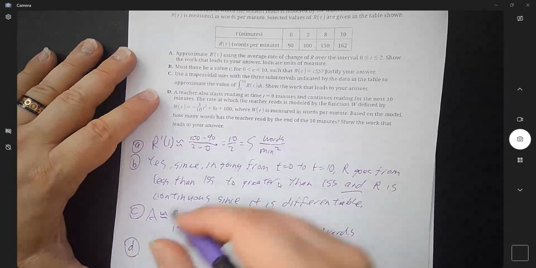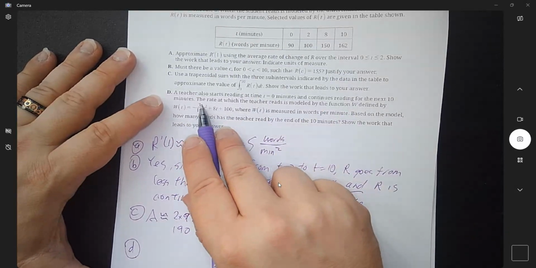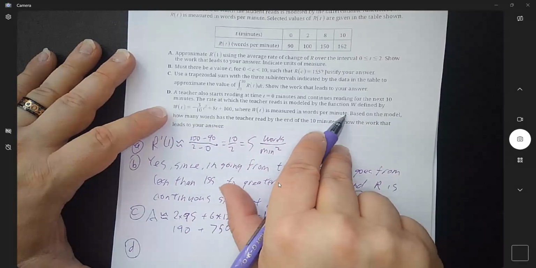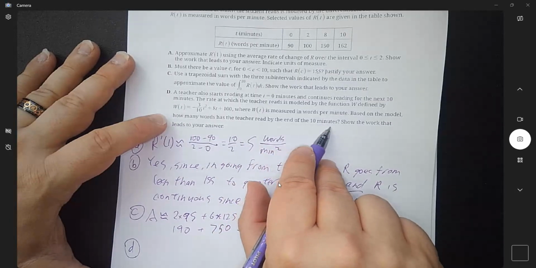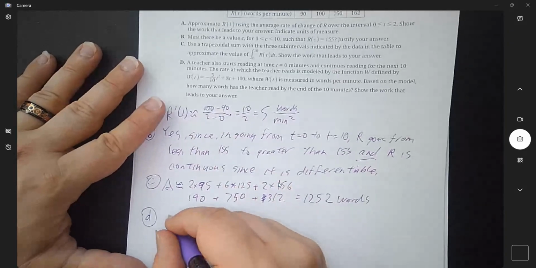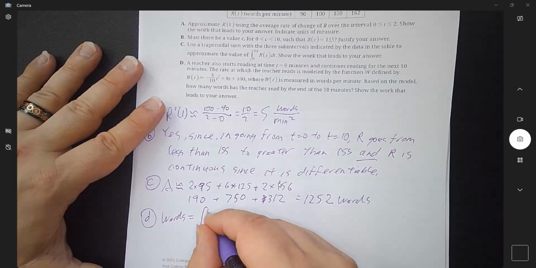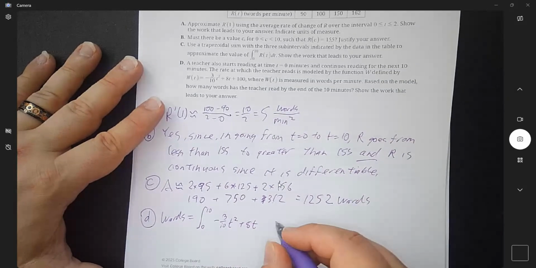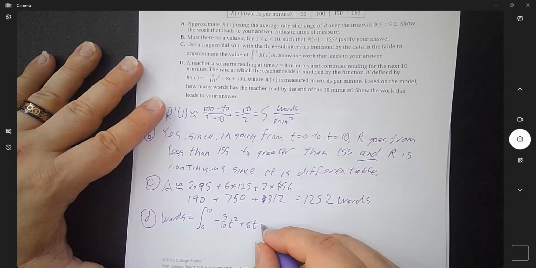D. A teacher also starts reading at time equals 0 minutes and continues reading for 10 minutes. The rate at which the teacher reads is modeled by the function W, in words per minute also. Based on the model, how many words has the teacher read by the end of 10 minutes? If this is words per minute, then we just have to take the integral of this. So the number of words will be the integral from 0 to 10 of negative 3 over 10 t squared plus 8t plus 100 dt.